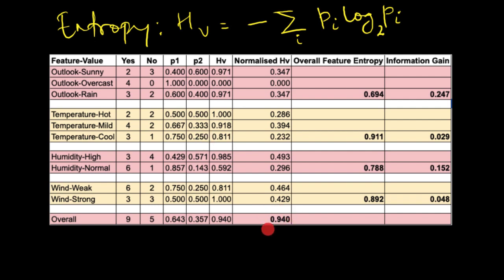And what is this overall entropy? Overall entropy is nothing but just the entropy of the entire data set. So in the entire data set, you have yes 9 times and you have no 5 times. Correspondingly, you have P1 and P2, and then you find your entropy value from here. So this is what your decision tree algorithm is mainly doing: you figure out your entropy values, find the normalized entropy, then find the overall attribute entropy, and then take the one which has the lowest attribute or feature entropy, or the one which has the highest information gain.